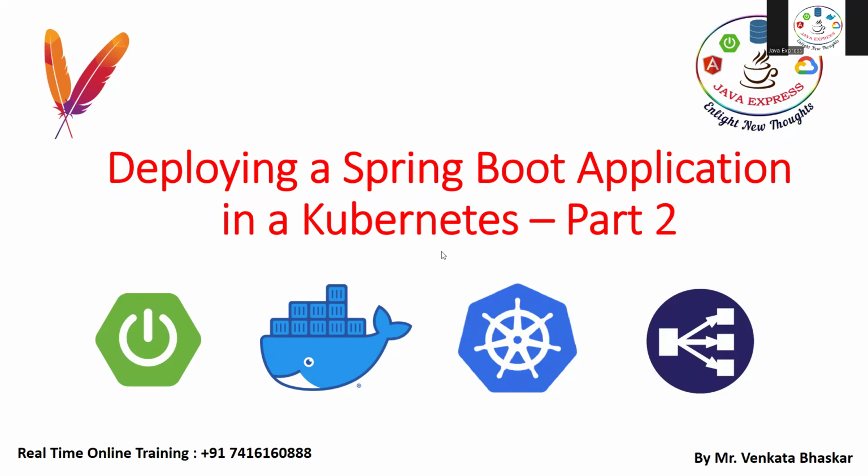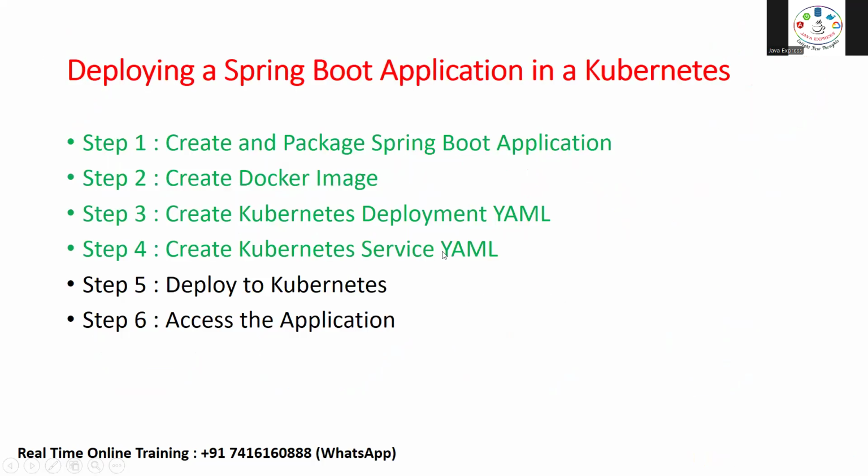In the last session we completed the first four steps: step 1, step 2, 3 and 4. Creating a Spring Boot application from scratch, creating a Docker image, and creating the Kubernetes deployment file and Kubernetes service file. Today, we'll deploy the application and also discuss different types of Kubernetes commands here.